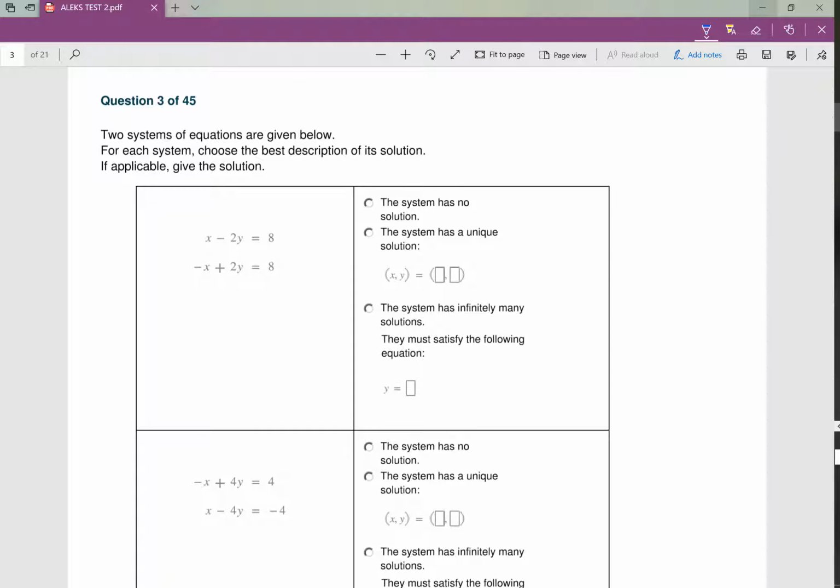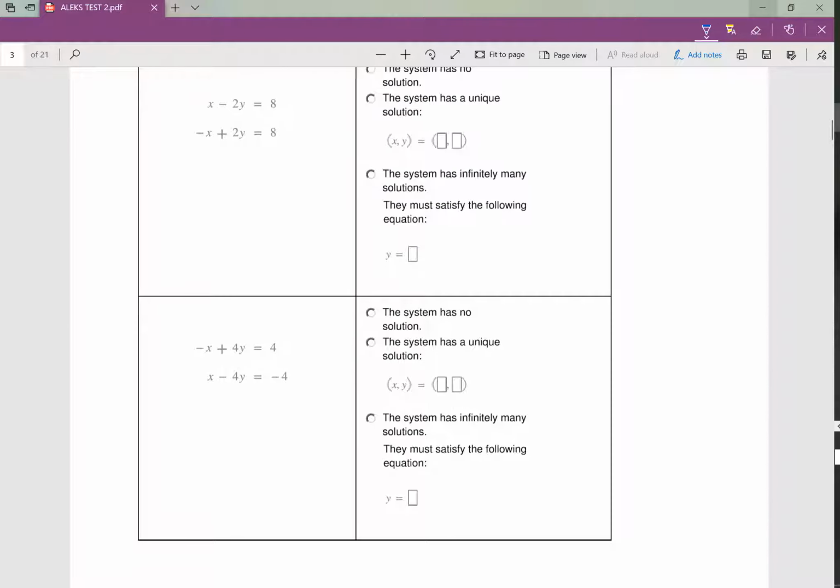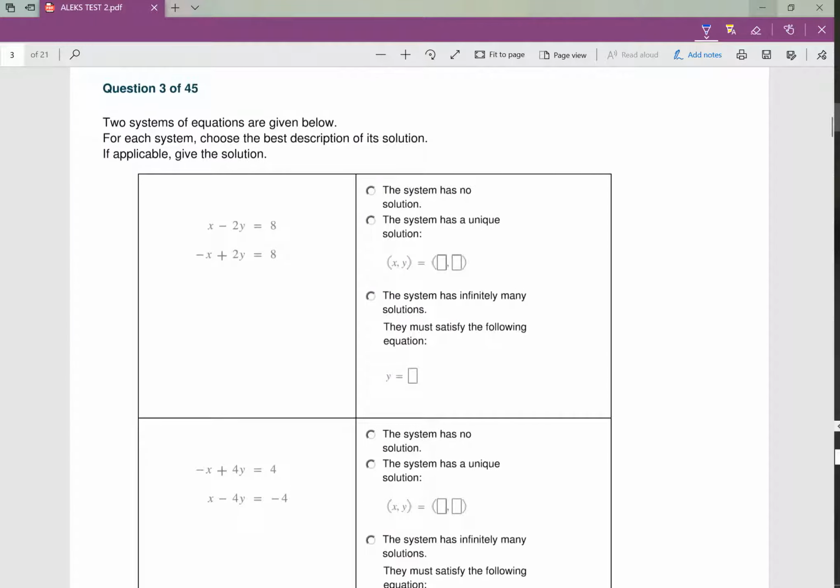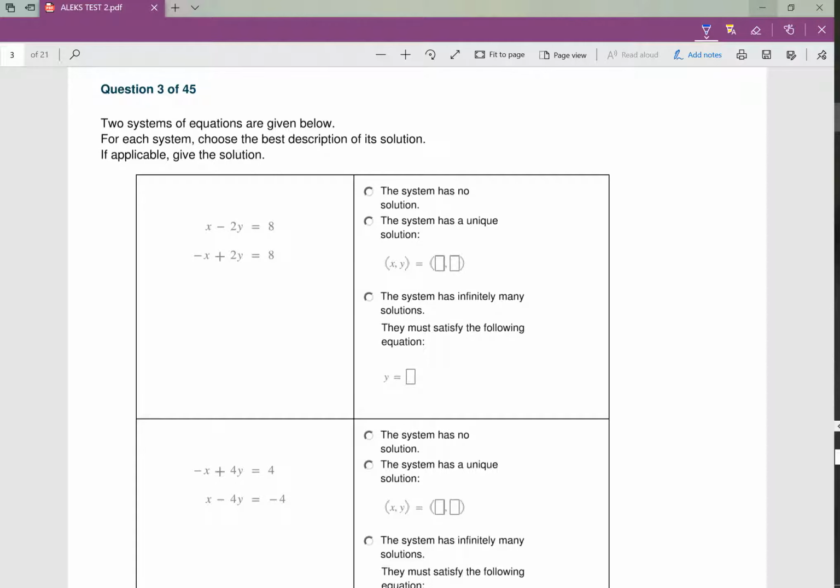Question 3, in this case, says 2 systems of equations are given below. For each, choose the description. Okay, so what you want to do here is go back. Remember I said to you there were 3 types. We want to solve for each so that it looks like y equals mx plus b.